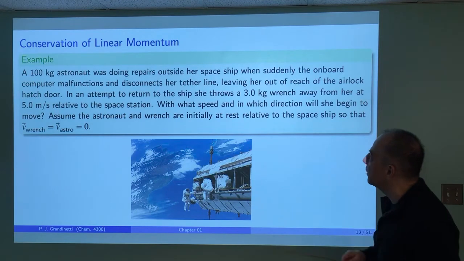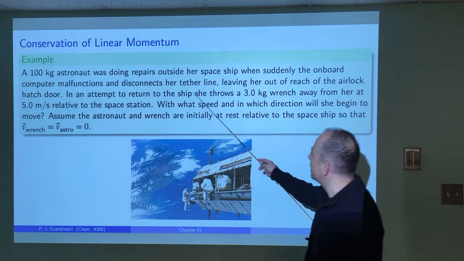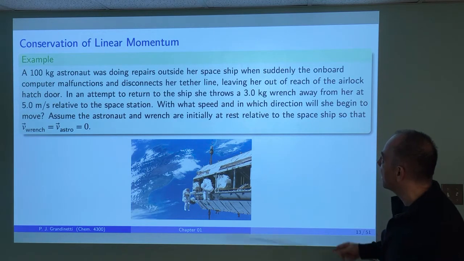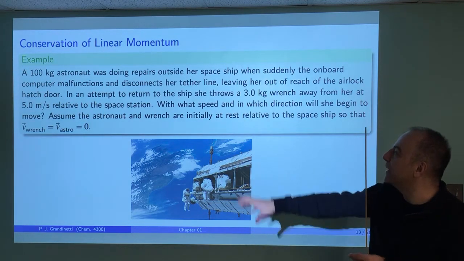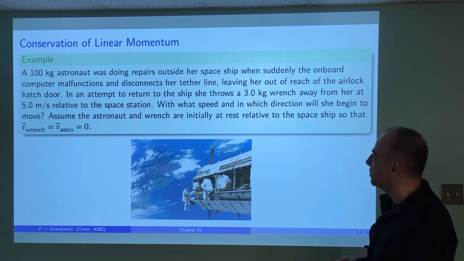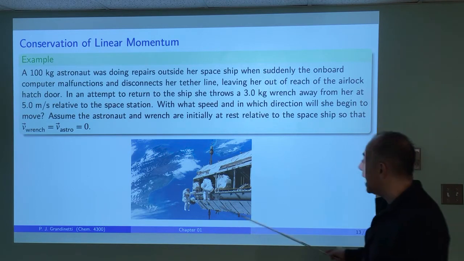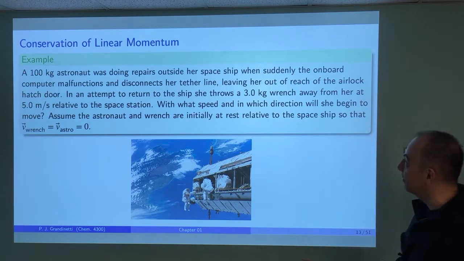To give you an example of this in action, here's an example where an astronaut is doing repairs outside her spaceship, and something happens and she gets disconnected from her tether line, and she's now floating out in space, out of arm's reach from the hatch door, and she needs to get back to the spaceship. So what does she do? She has a wrench in her hands, and she knows the conservation of linear momentum.